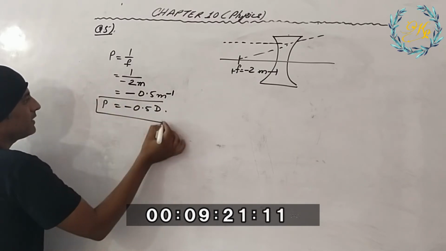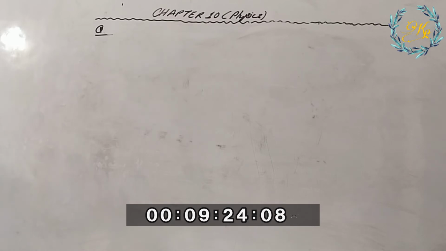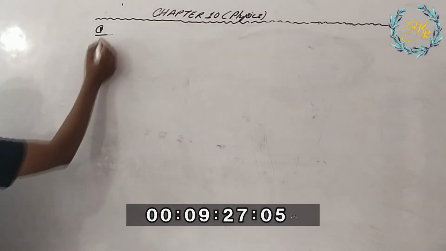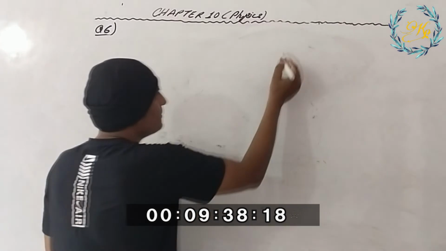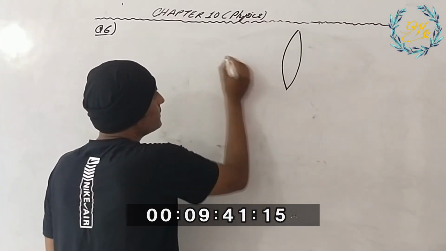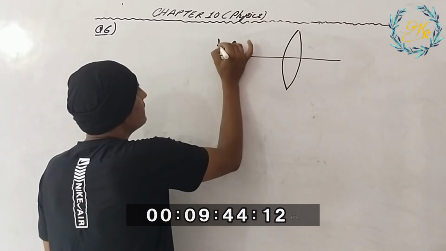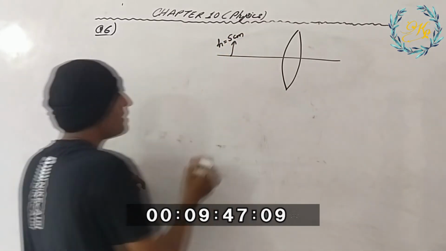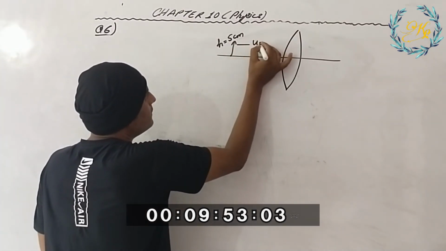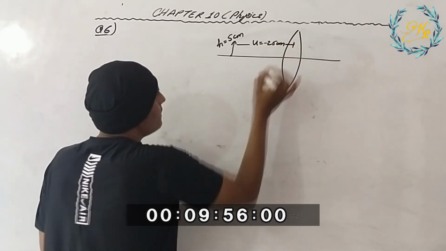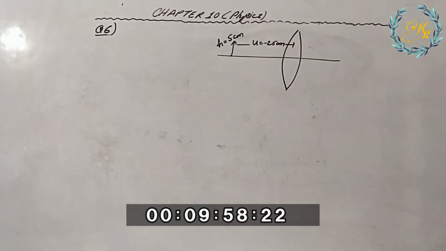So this is the next question, that is numericals behind the chapter. According to us, the question number 6, we are given that an object of height 5 cm in length is held 25 cm from a converging lens. So please draw the converging lens. We are given that the height of the object is plus 5 cm and it is held at a distance of 25 cm. U is equal to minus 25 cm away from a converging lens of focal length 10 cm.